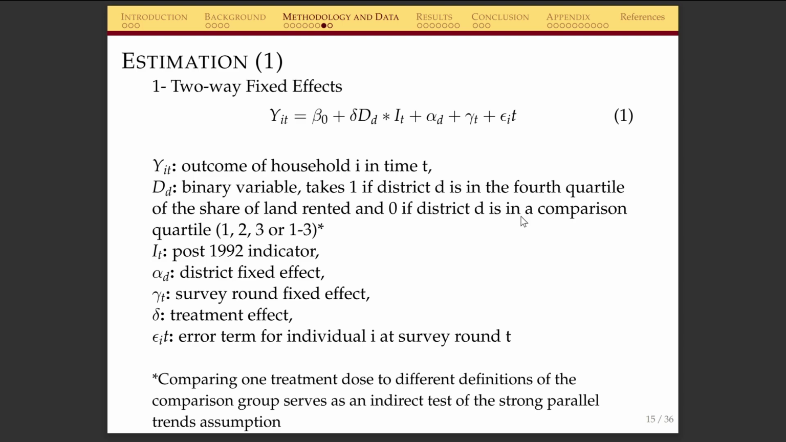The reason why I'm alternating the definition of the comparison group is, again, an indirect way to test for the strong parallel trends assumption, since if things are more or less consistent across the different definitions of comparisons, this assumption has a better chance to hold. And so what I'm doing is interacting my treatment with post-1992, and then taking district fixed effects and survey year fixed effects.